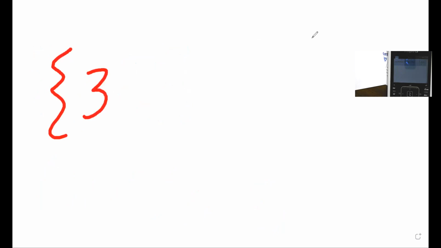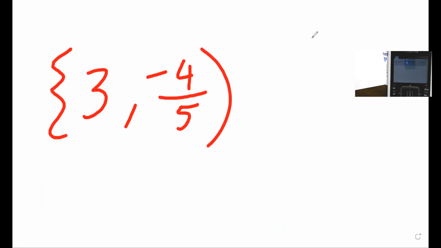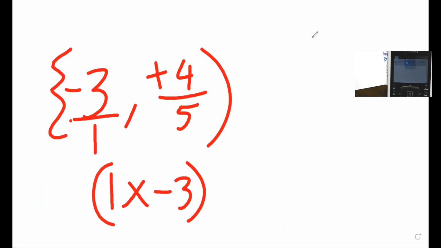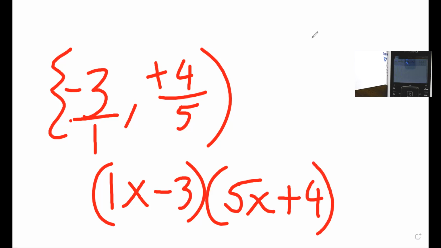Say your answer choices are 3 and negative 4/5. Okay, change the sign of both of them. So this becomes negative, this becomes positive. And put the denominator in front of an x. And if you have a 3 just by itself, the denominator is 1. We go 1x, and you don't need to write the 1, minus 3, it's the numerator. And then 5x plus 4. And those are the two factors. Like I said, you don't need that 1 if it's a 1. And that's it.